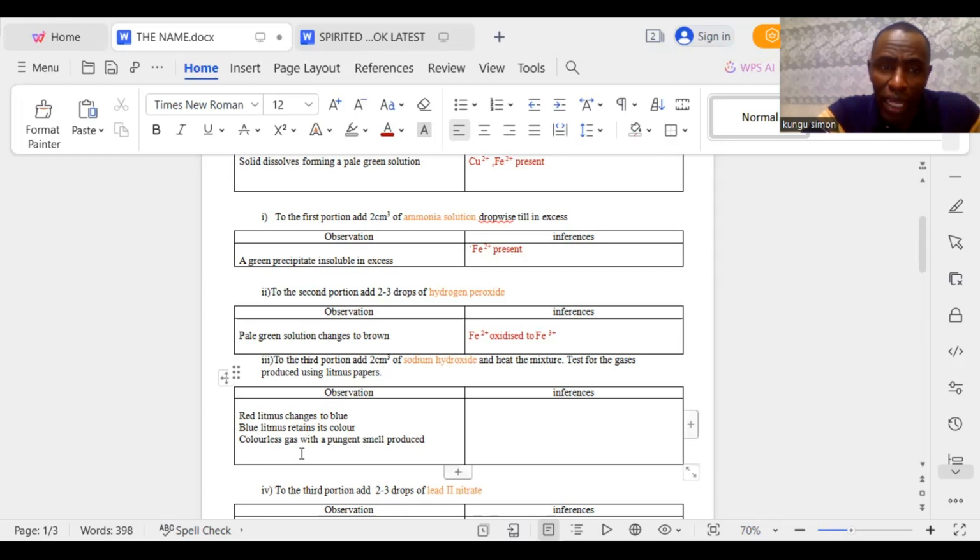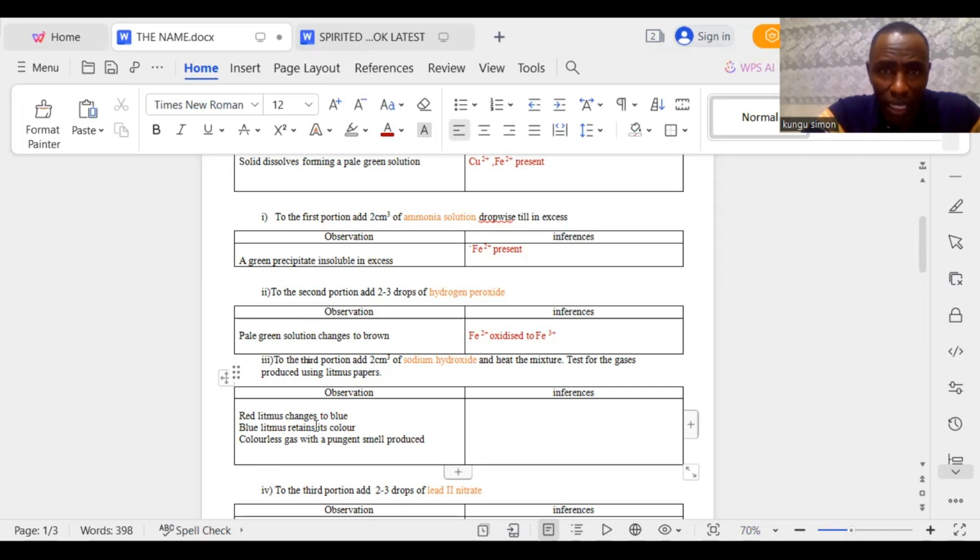So in this case, as we can see, we have red litmus paper changing to blue, and blue litmus paper retaining its color. I would also say that most learners make one mistake. They are fast to check only the litmus paper that changes and do not comment on the other one. So you must comment on both of them: red litmus paper changing to blue and blue litmus paper retaining its color.